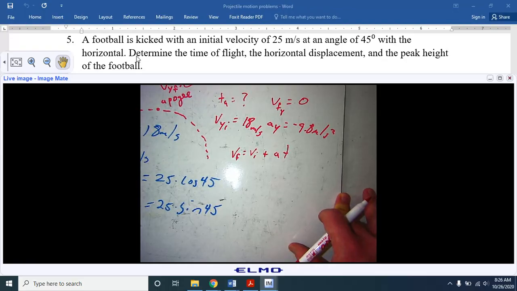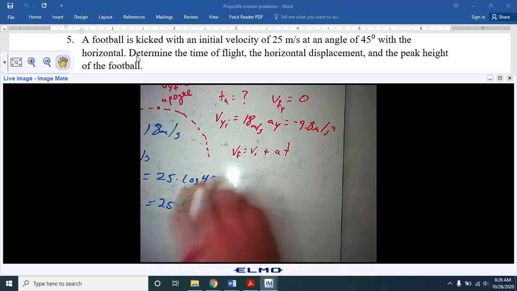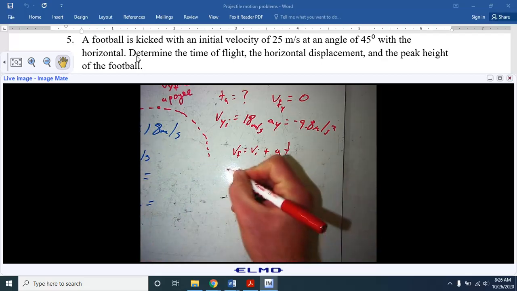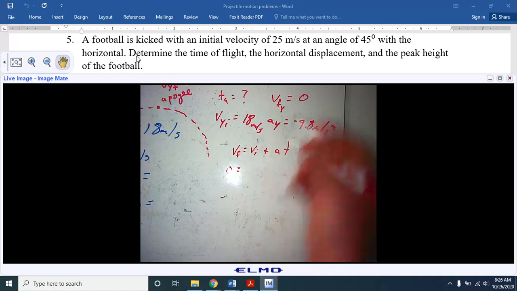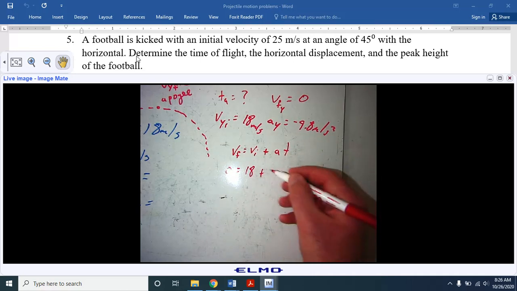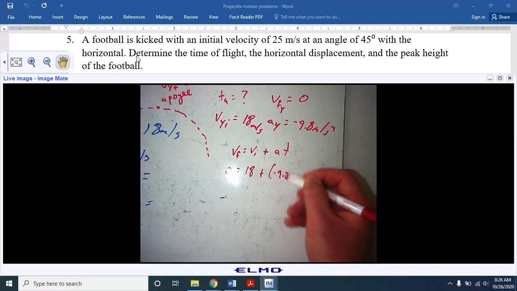Okay? I've got to erase that just so I have more space to work here. All right, so I'm going to plug in my values: 0, 18, negative 9.8, and t.